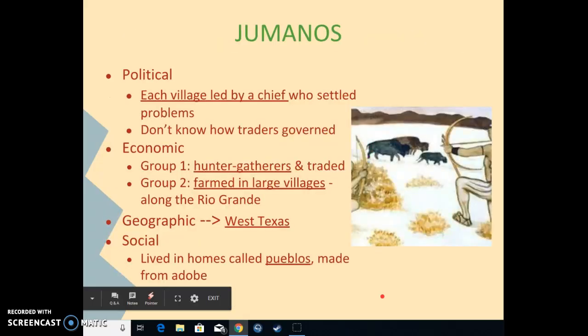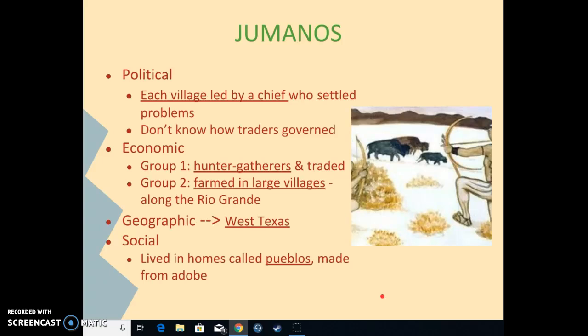Jumanos, well, each one had a village chief who was responsible for settling the problems. We're not quite sure how they governed themselves. And of course, there were two real groups. One was hunter-gatherer and tended to trade, and then the other group of Jumanos were basically agricultural. They farmed in large villages along the Rio Grande, using the water and raising corn and vegetables. And so they pretty much stayed in their area.